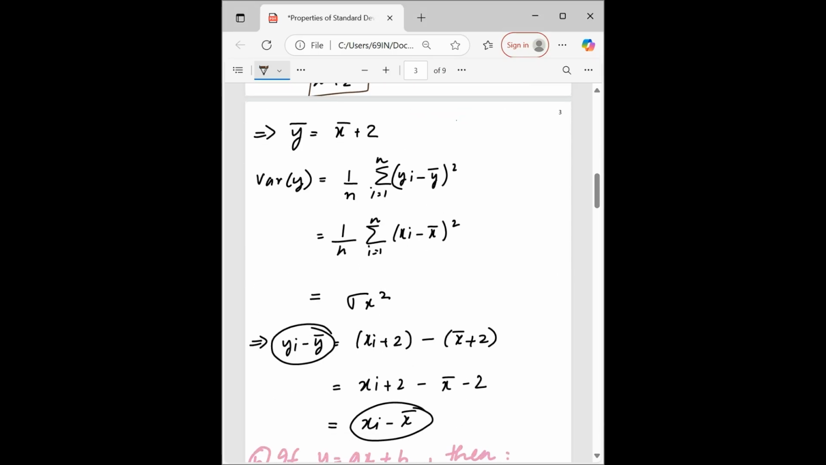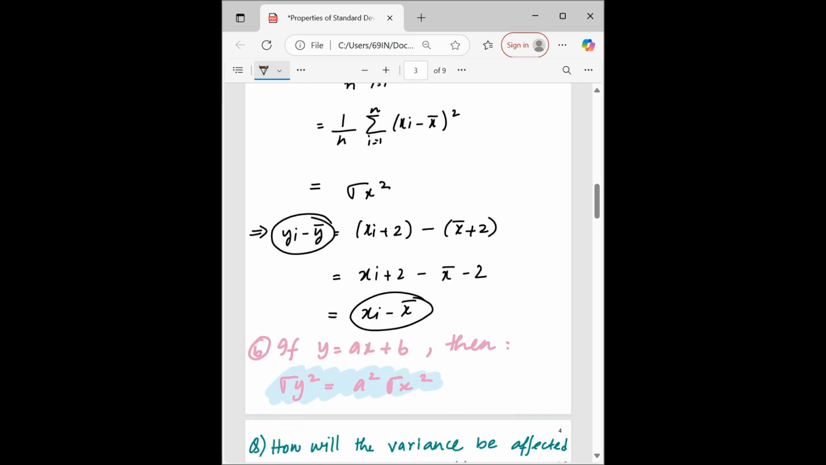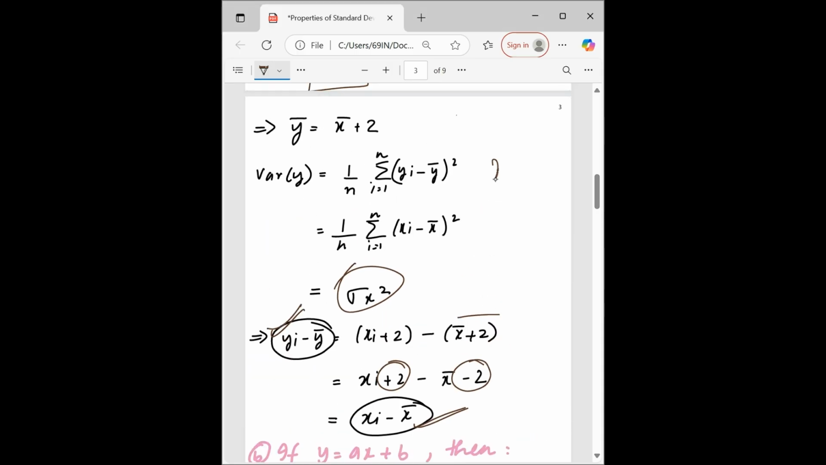No surprise there, but now the magic trick for the variance. We'll look at the core ingredient, the deviation of a point from the mean, yi minus y bar, which is equal to xi plus 2 minus x bar plus 2. So here we get xi minus x bar. As you can see closely, plus 2 and minus 2 get cancelled completely. So we are just left with xi minus x bar. The distance of each point from the mean hasn't changed at all. So when we square these distances and average them, the variance stays exactly the same. You can see it from here.